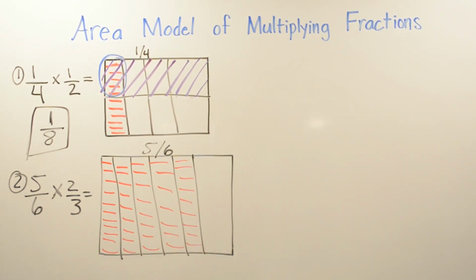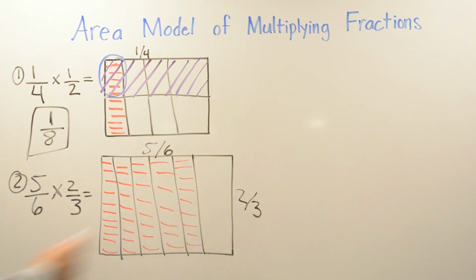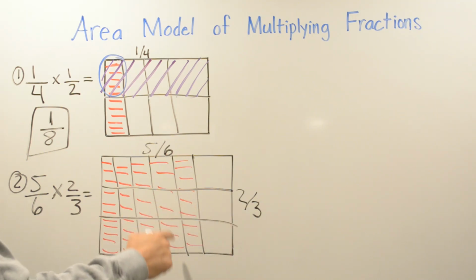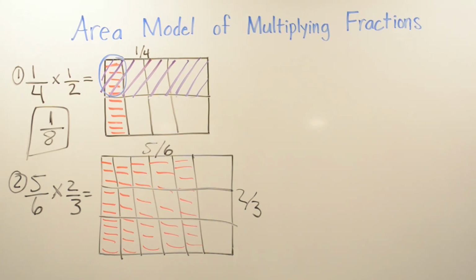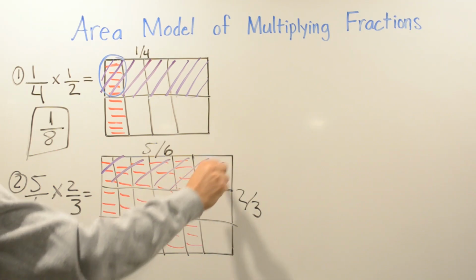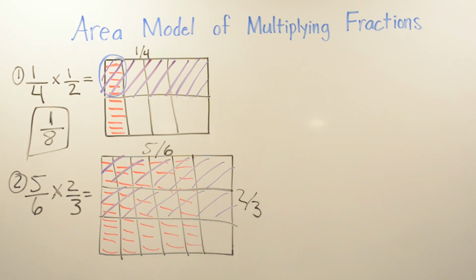And then we're going to go ahead and use 2/3. And that's going to be here at 2/3. And we can go ahead and split 3 lines. 1, 2, and 3. And then again, we're going to go ahead and use a different color and shade in 2 of the 3. And then we're going to see all the boxes that are sections that overlap.